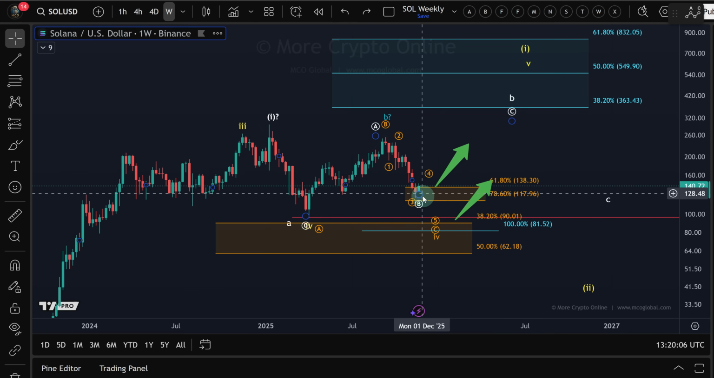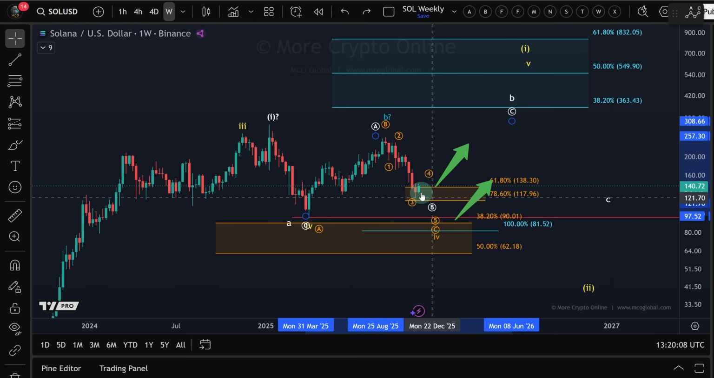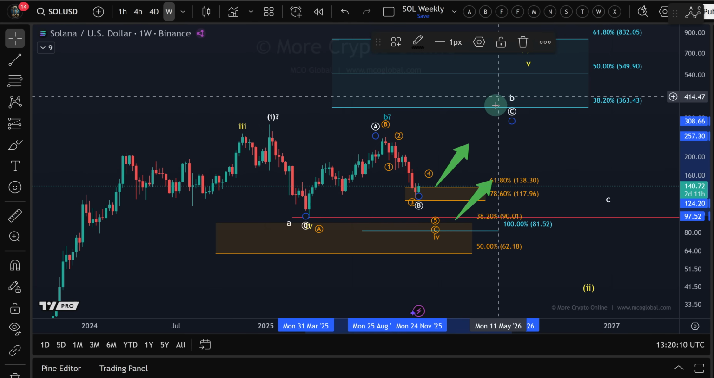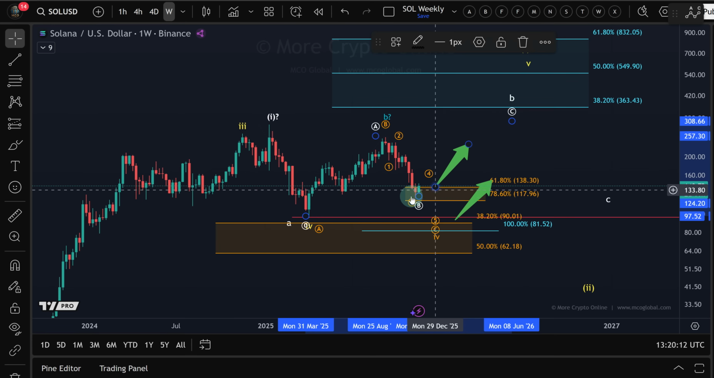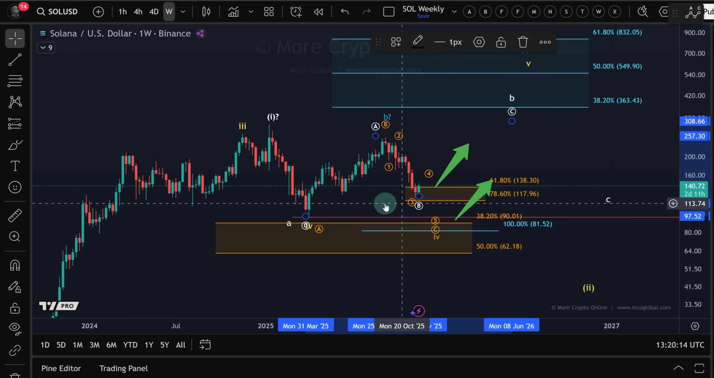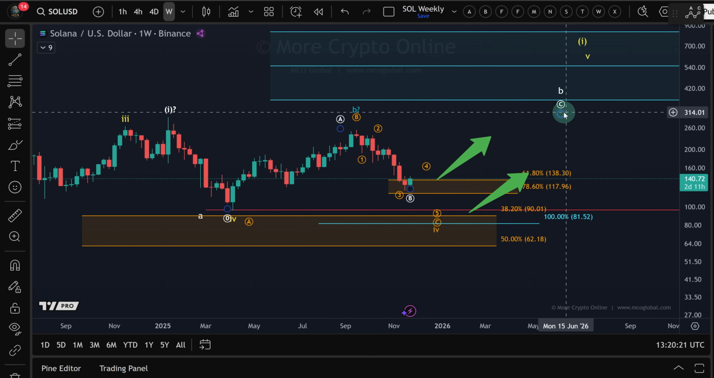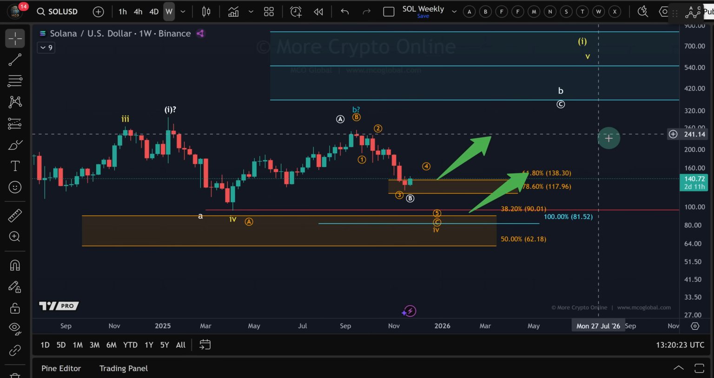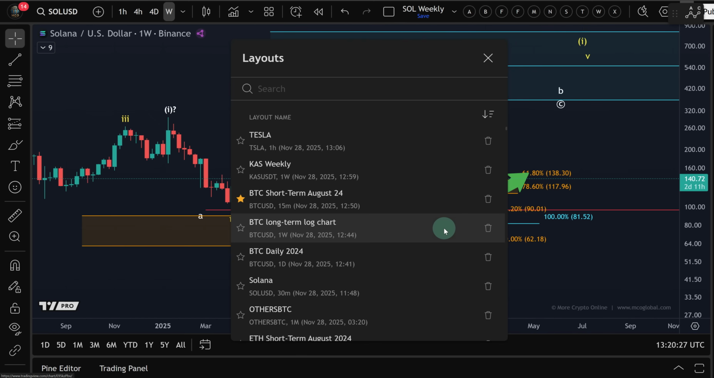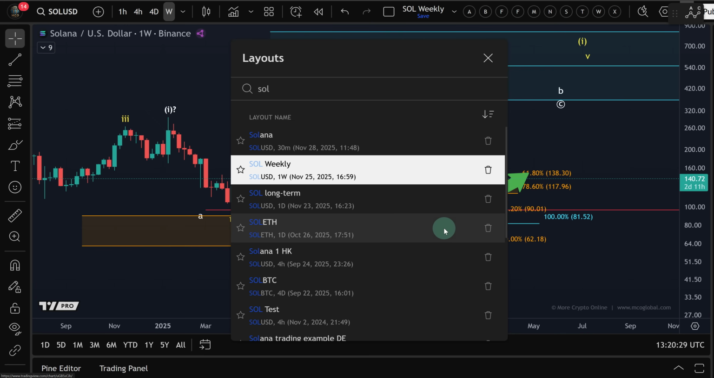So I have to say, though, that the white scenario, as it is here, a large ABC structure, will become far less likely below this support area. Now, this support area is clearly relevant because we see a reaction. However, not really a reaction that would confirm to me that the white scenario is unfolding and that an upside breakout is underway. So please be aware that the orange scenario is very, very likely.